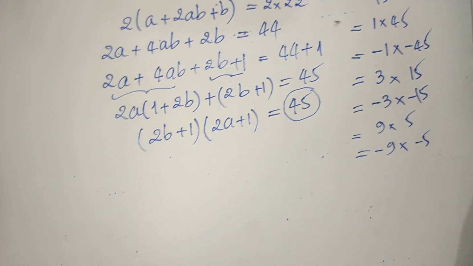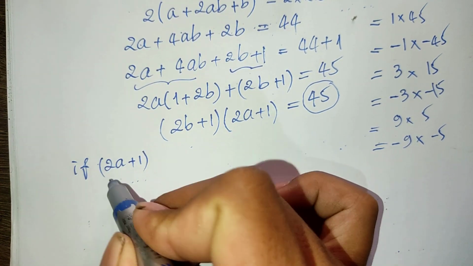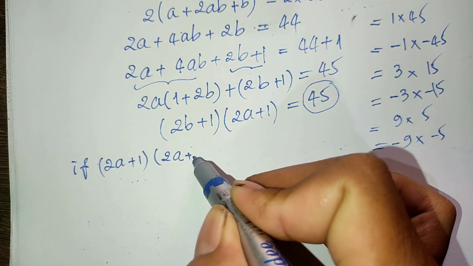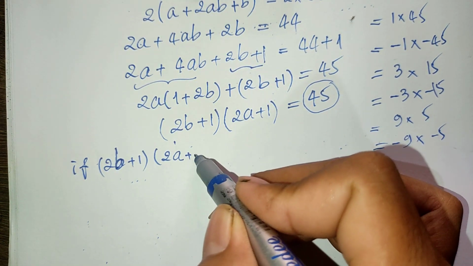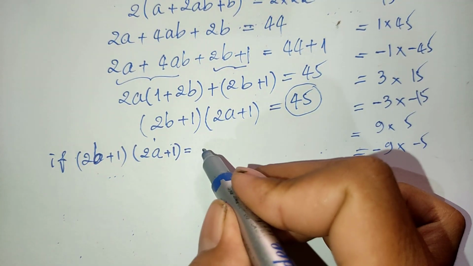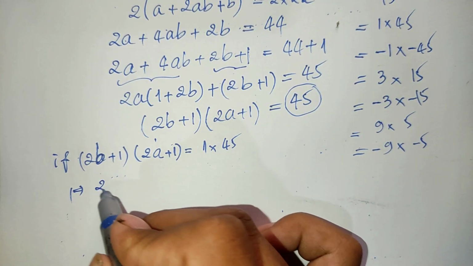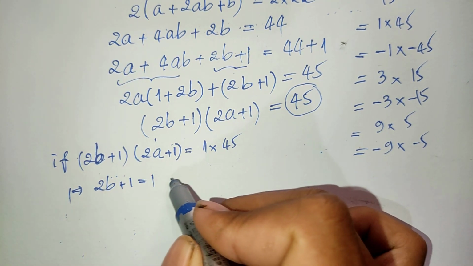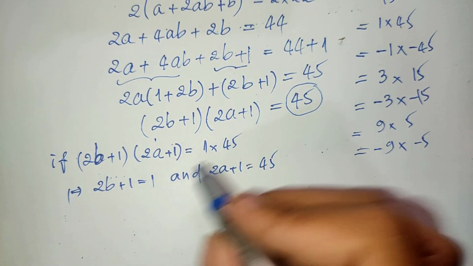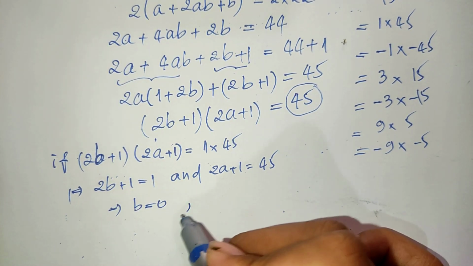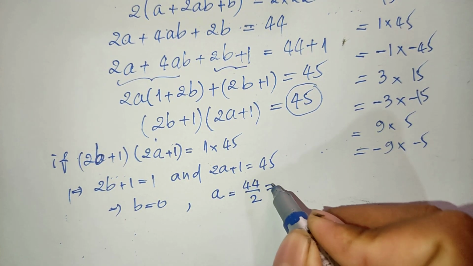Okay, now we take 2b plus 1 multiplied by 2a plus 1 equal to 1 multiplied by 45. And so now we have 2b plus 1 equal to 1 and 2a plus 1 equal to 45. And so now we get b is equal to 0 and a is equal to 44 divided by 2, equal to 22.